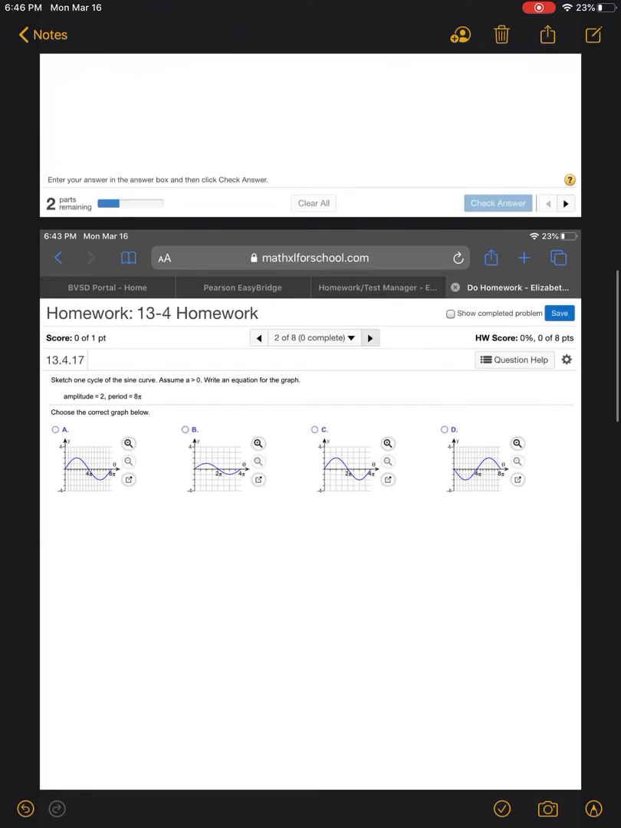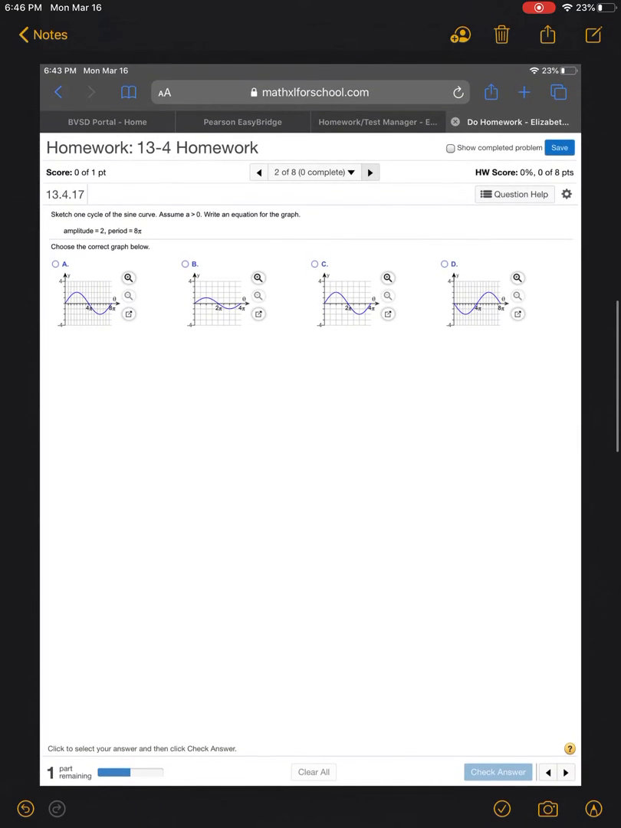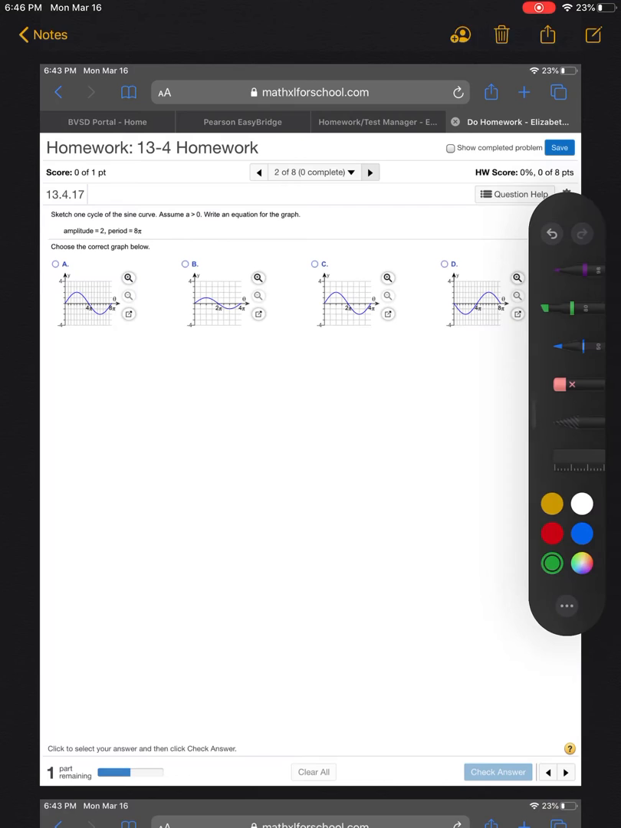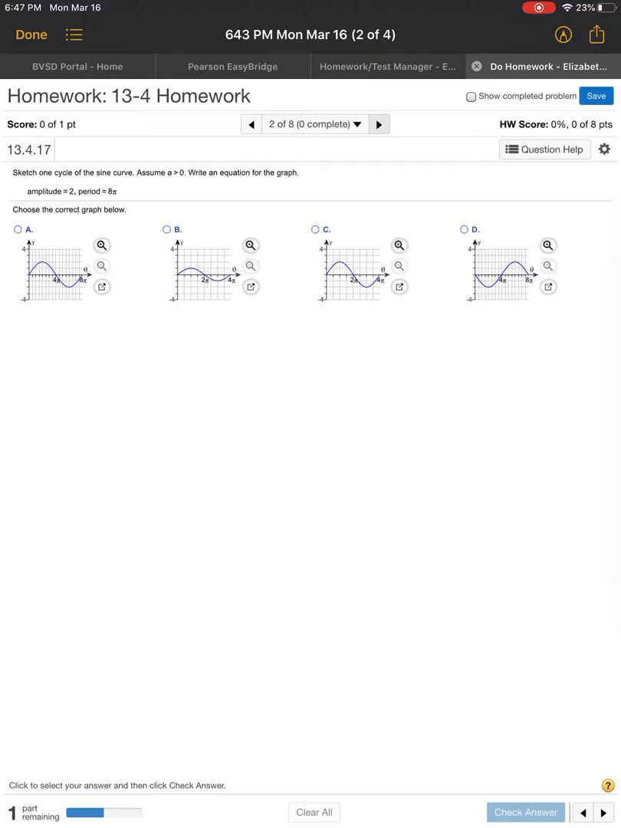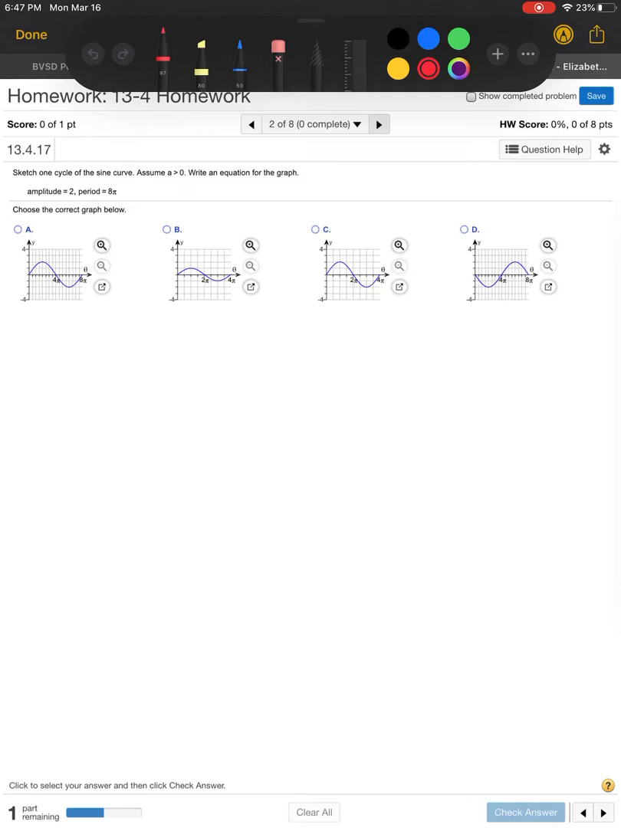Let's move on and look at another problem. This is something like problem number 2. Problem number 2 is asking us to sketch 1 cycle of a sine curve with amplitude 2 and period of 8 pi. So we can start there with the amplitude. The amplitude needs to go only up to 2. So this one is at 2. This one's at 1, not 2, so we can eliminate that one. This one's at 2. And that one's at 2. So we know B is not an option, but the other ones work.